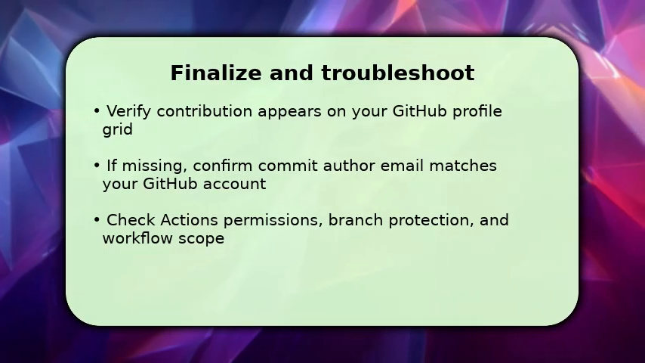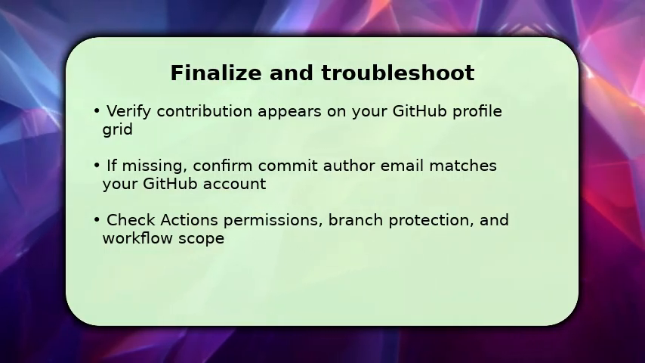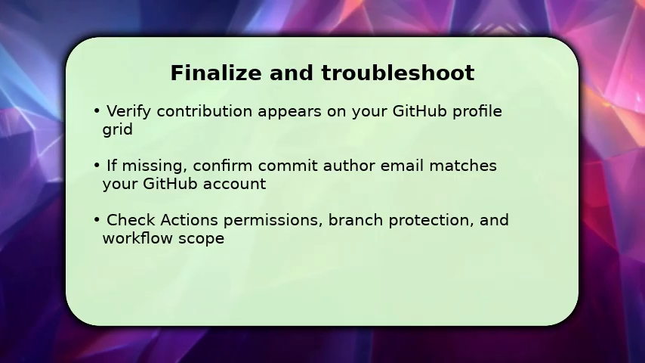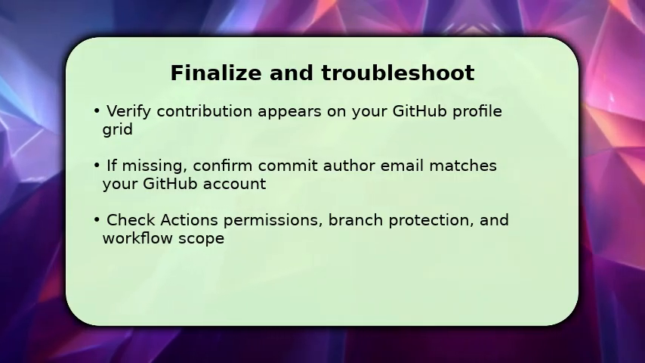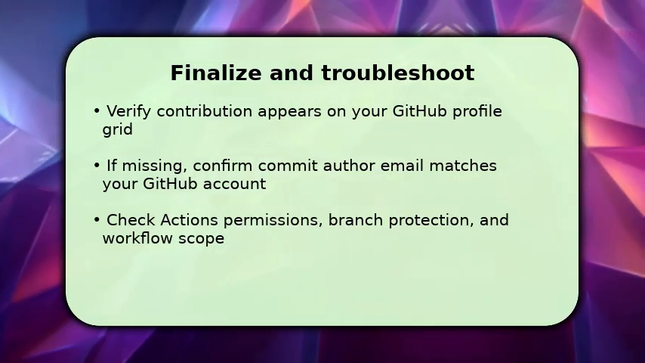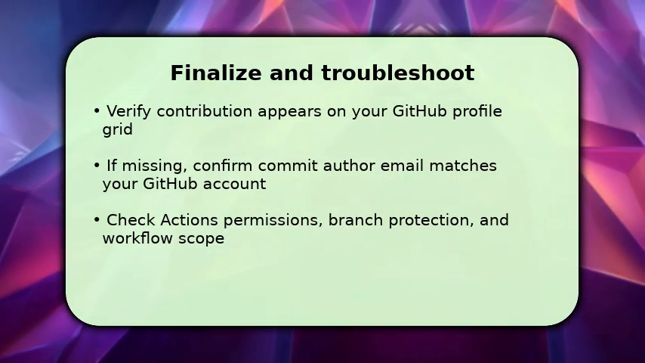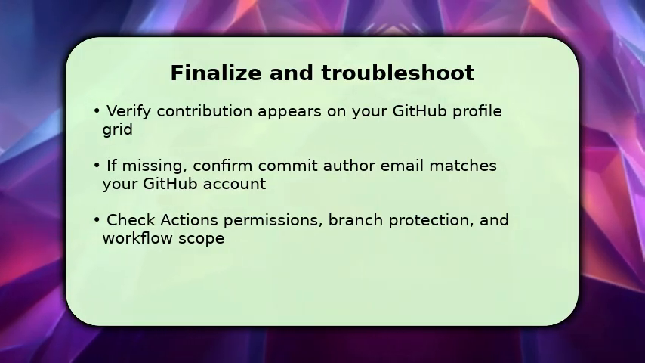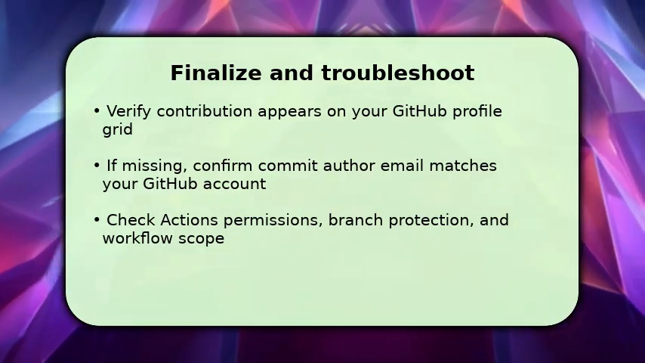Also, verify Actions has permission to push to the target branch, and that branch protection rules do not block the workflow. If problems persist, run the workflow manually, read the logs for authentication or permission errors, fix settings, and rerun until the activity shows up.